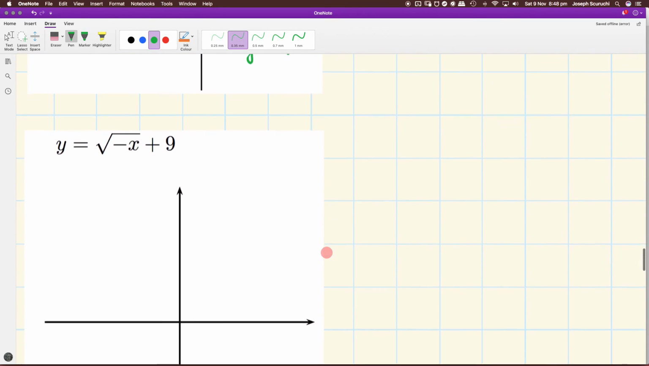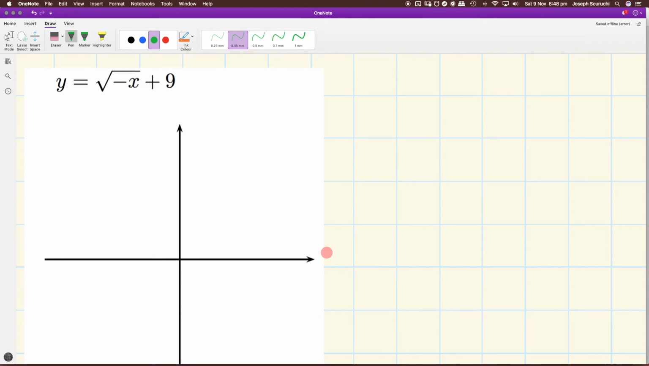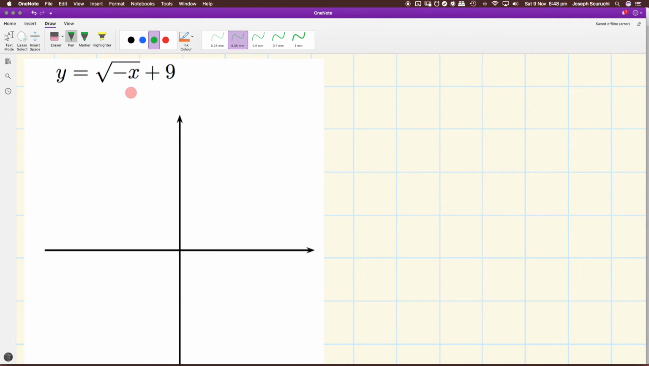Let's now do some transformations. So again, we should be able to look at this and go, all right, I have a negative within my square root. So that means I'm going to reflect it across my y-axis. And then I have plus 9, so it's going to move it vertically up 9 spaces.